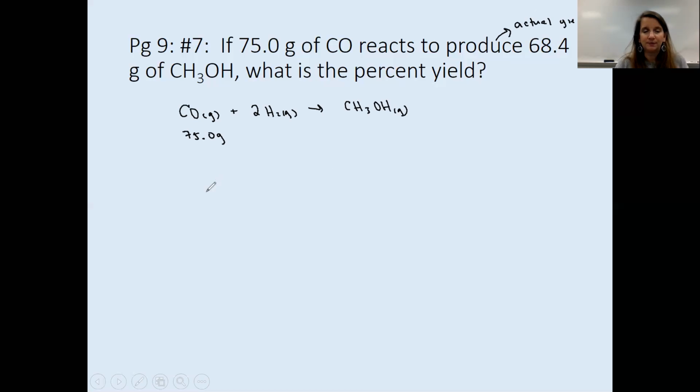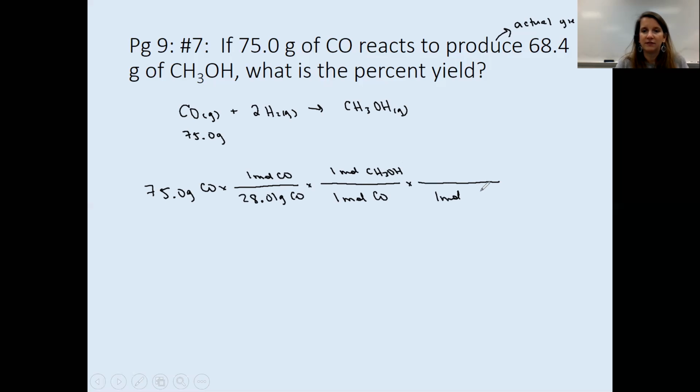The first thing that we have to do is some stoichiometry to figure out how much methyl alcohol we should have made. So we're going to start our stoichiometry with our 75.0 grams of carbon monoxide. Down here at the bottom, of course, we're going to put the molar mass of carbon monoxide, which is 28.01 grams. We'll have 1 mole of carbon monoxide up here on the top. Looking at our reaction, we're going to use our coefficients to convert from moles of carbon monoxide to moles of methyl alcohol. And we're going to finish this off by converting to the grams of the methyl alcohol that should have been produced, using the molar mass.